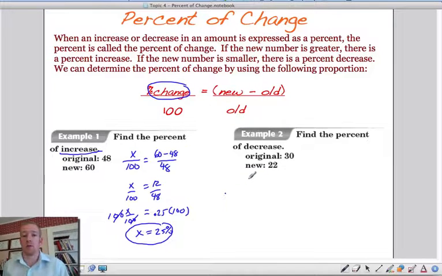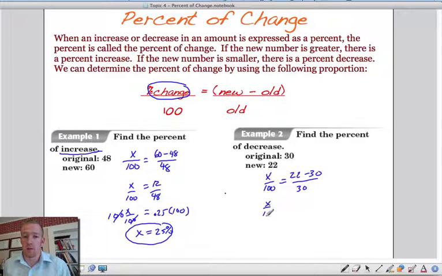So for a percent decrease, the original amount was 30, and the new amount was 22. Since we ended up with a smaller amount, it's a percent decrease. So we have x over 100 equals the new minus the old, so 22 minus 30 over the old, 30. That gives us x over 100 equals negative 8 over 30. And that simplifies to negative 0.266666 repeating. So let's simplify that a little bit.